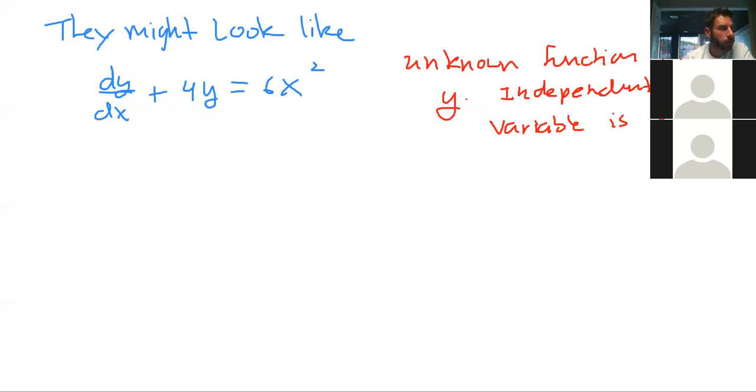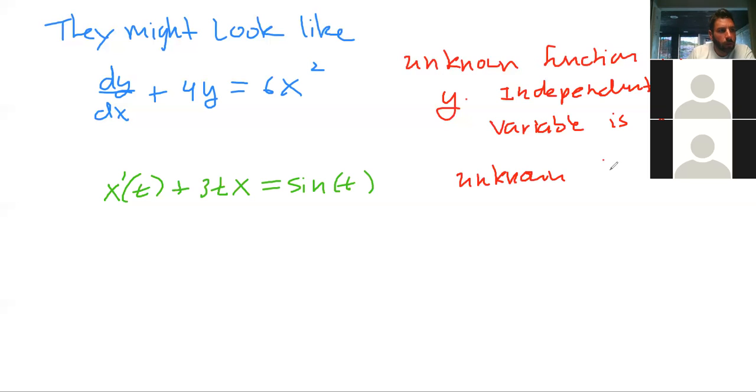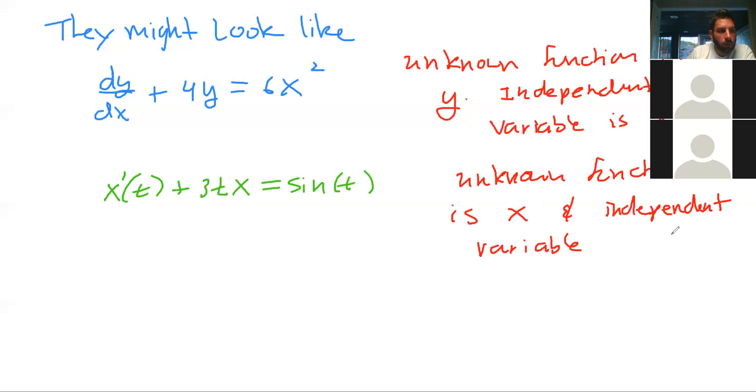Let's look at another one. How about we have something like, we'll write it slightly differently, x prime of t plus 3tx equals the sine of t. Now this is scary looking, but we can still tell by context that here the unknown function is x, and the independent variable is t.